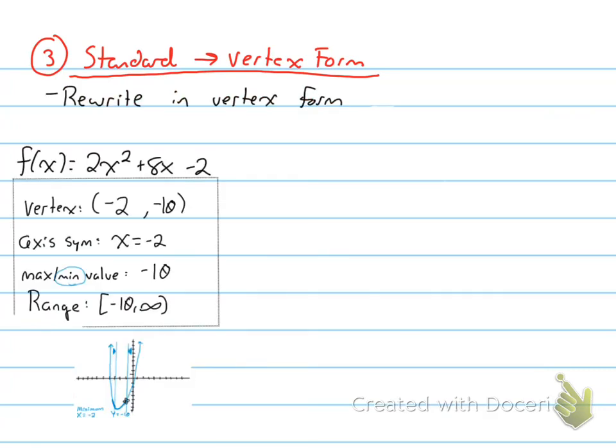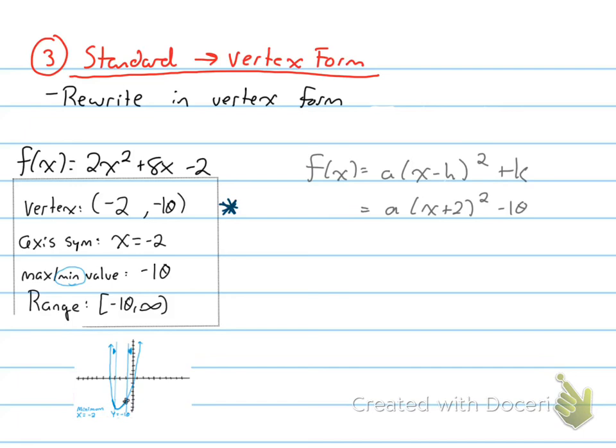So going from standard to vertex form, let's look at that past example that I just had. f of x equals 2x squared plus 8x minus 2. And here I already have all my key features. So I have vertex is negative 2, negative 10, and all that other stuff. If I want to write this equation in vertex form, I'll need my vertex, which I had found by graphing it. So all I'll do here is I'll plug this into my general form for vertex form.